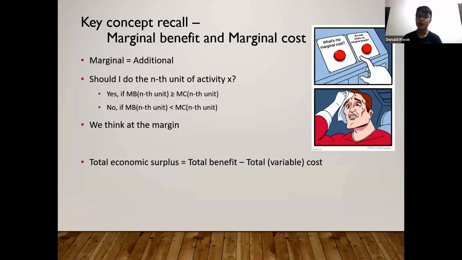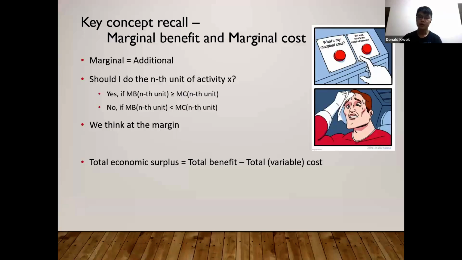Then this simple example shows that the optimal level of consumption is 2 cans of Coke. And this is how we make decisions, okay, by applying the marginal benefit and marginal cost approach. It also illustrates the idea of thinking at the margin.